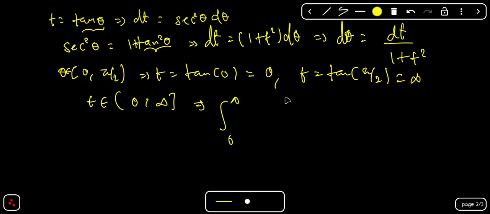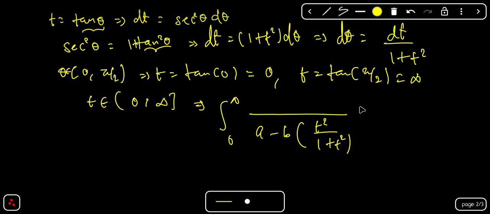So the cos theta is now t over 1 plus t squared, and then we have a minus b multiplied by sine square theta. So sine square theta, we say it's t square over 1 plus t square. Okay, so that is this. So that will be 1 over the integral from 0 to infinity of a minus b t squared over 1 plus t squared. So we are going to multiply through by 1 plus t squared.